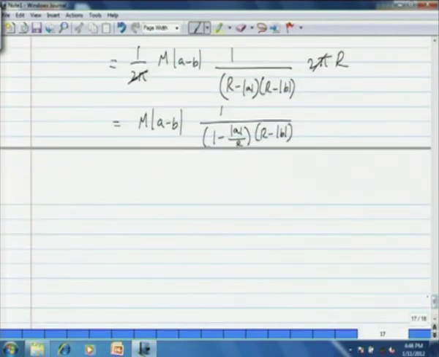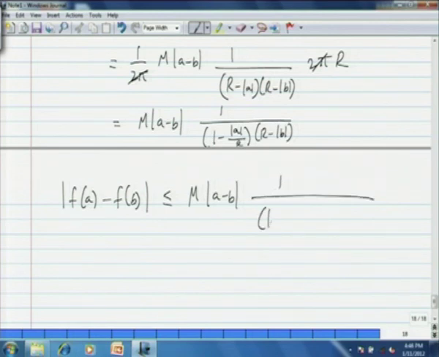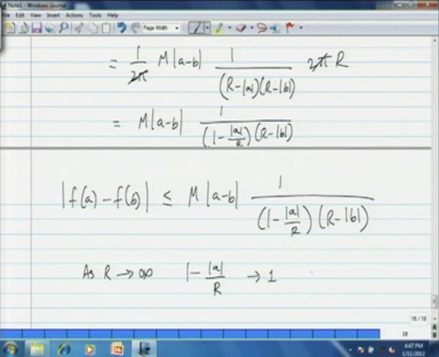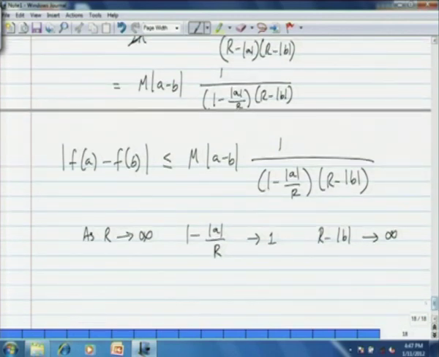Okay. So, now all in all, what we have is modulus of f of a minus f of b is less than or equal to this m times modulus of a minus b times 1 by 1 minus modulus of a by r times r minus modulus of b. Okay. So, the left hand side does not depend on r and the right hand side depends on capital R. So, we are free to play with r. As r becomes larger and larger, as r tends to infinity, 1 minus modulus of a over r tends to 1, recall a and b are fixed numbers. And r minus modulus of b also tends to infinity, it becomes arbitrarily large.